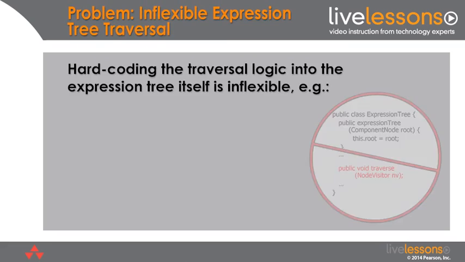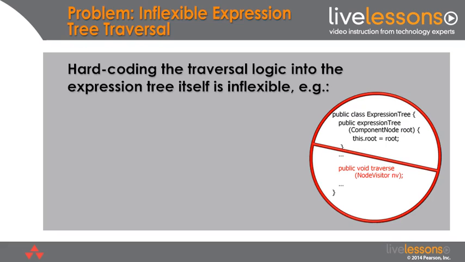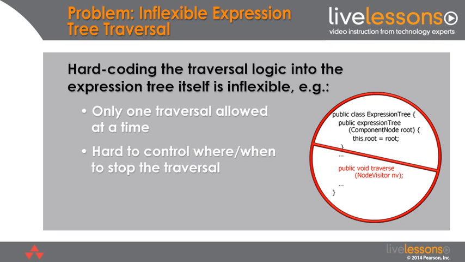If we were to do things incorrectly, we might be tempted to hard code the traversal logic into the expression tree itself. For example, we might add a traverse method to the interface of the expression tree. But this approach would have a number of downsides. For one thing, only one traversal would be allowed at a time. Likewise, it's also hard with this model to control where and when to stop the traversal. It might be tempting to just let it traverse the entire tree all the time, even if that might be overkill.